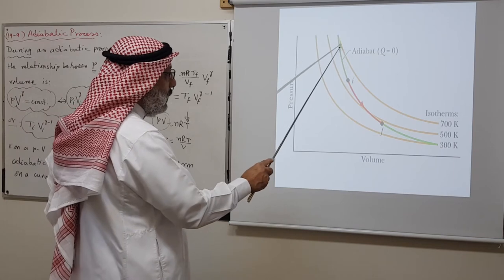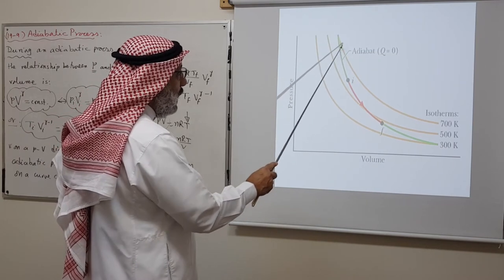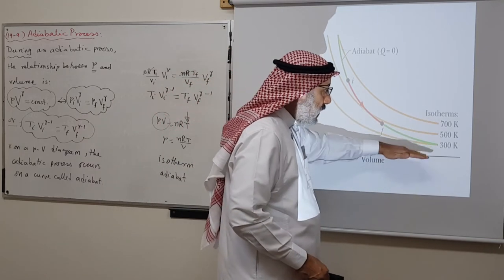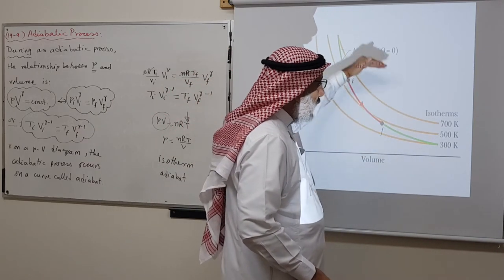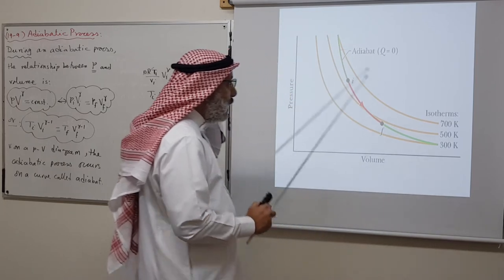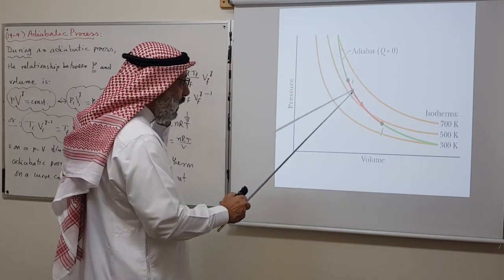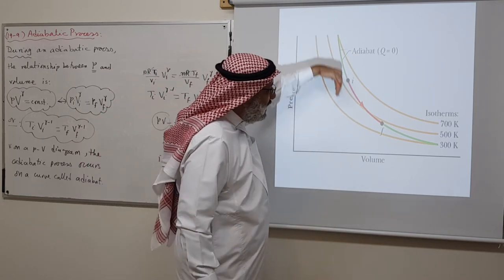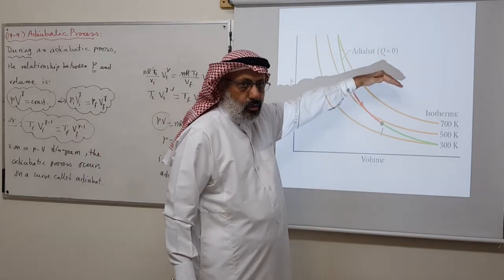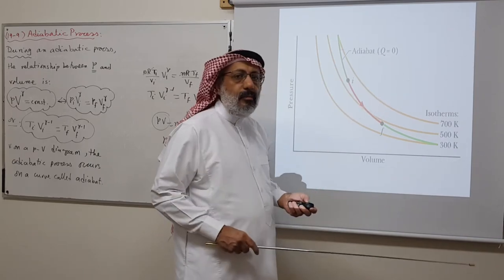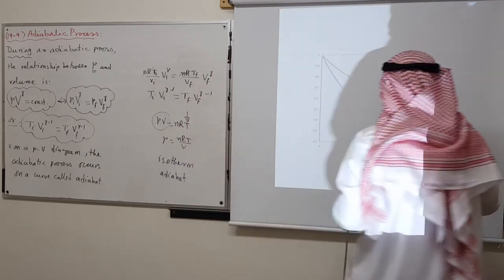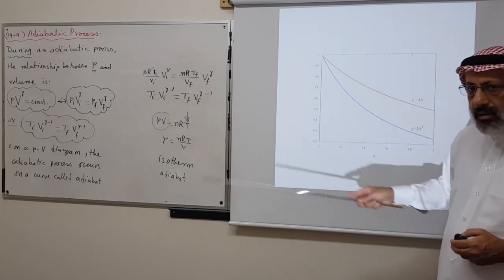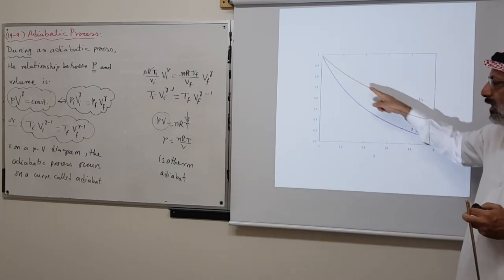Here is an isothermal process. The orange lines are isothermal processes that take place at a given temperature. As the temperature increases, these curves go up. And here is the curve, the green one. It's the curve representing an adiabatic process. You can see that it is steeper than the isothermal process. And the reason is very simple math. If you draw y is equal to 1 over x, this is y, this is x, that will be this green line.